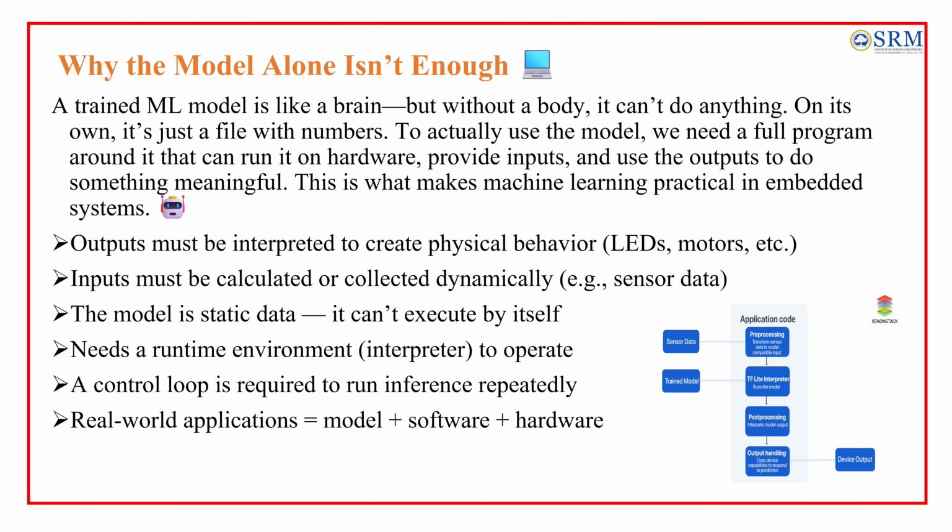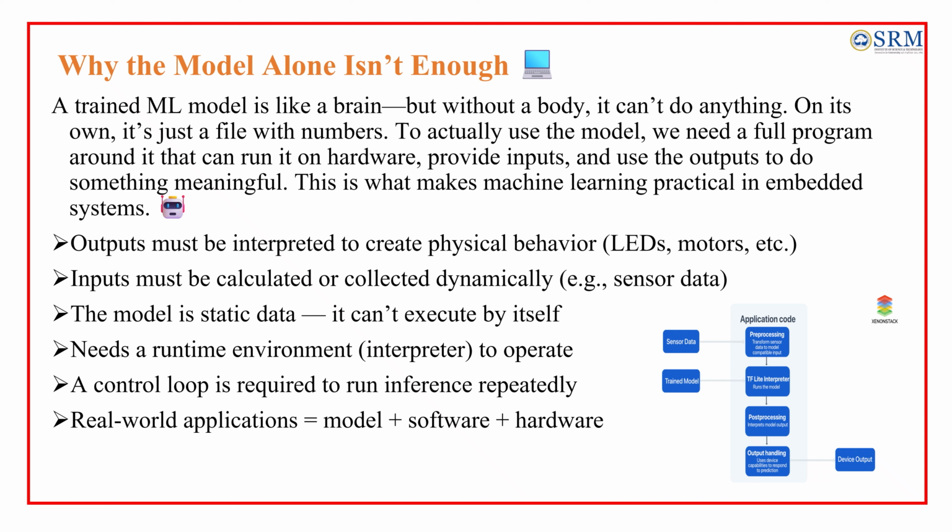So here is the big idea: the model alone is never enough on its own. It's like having a calculator chip but with no buttons and no screen to show the answer. What we need for a working TinyML system is four parts: input, interpreter, software, hardware, and the output. To actually use the model we need this full program. This is what makes machine learning practical in an embedded system.